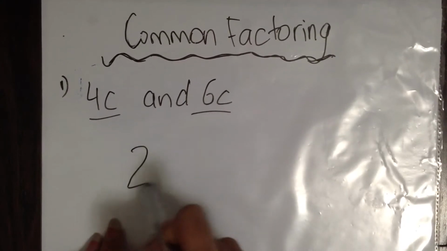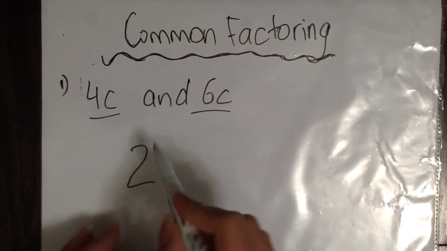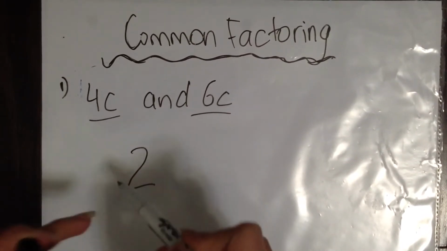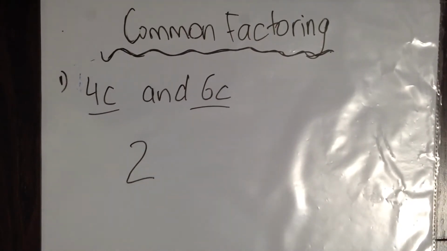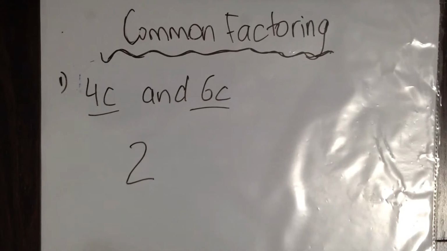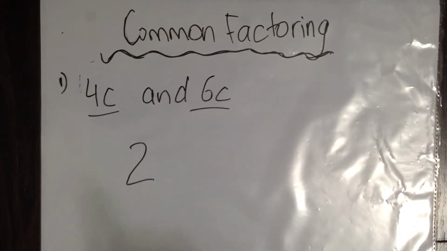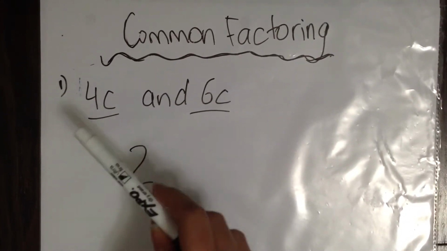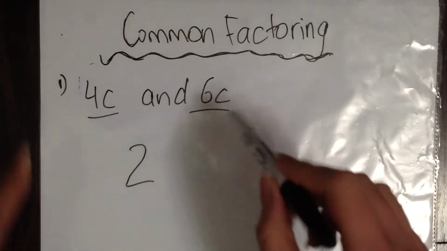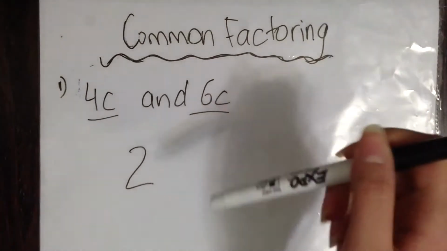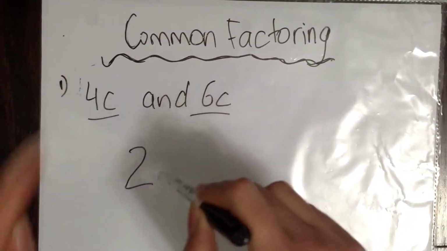So both 4 and 6 are divisible by 2 because 2 times 2 is 4 and 2 times 3 is 6. If you choose to write 3, you can't, because you can't multiply anything times 3 to get 4. However, you can do that for 6, but you need a number that's common between both of the terms, so it'll be 2.